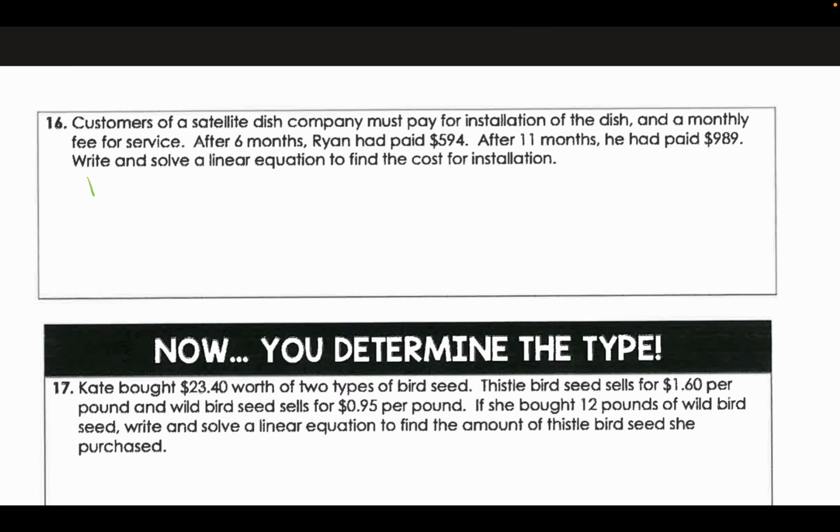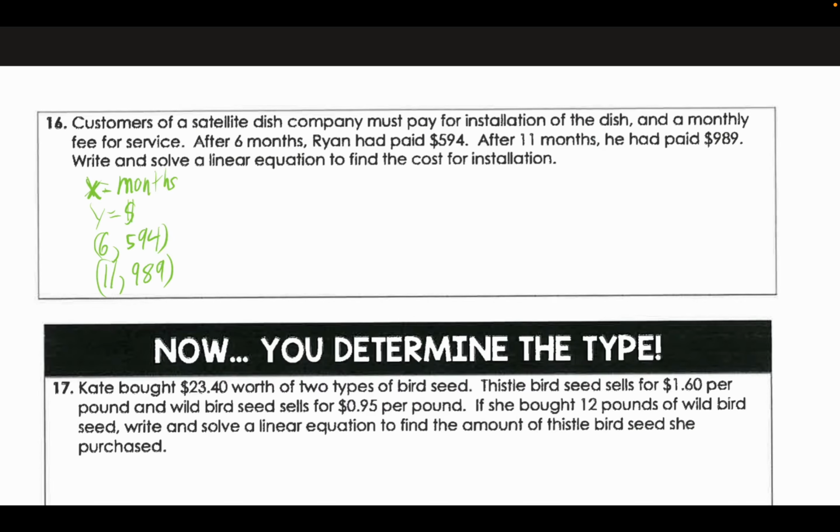So x is going to be the number of months having the service, and y is going to be the amount of money paid for the service. And big hints there are the labels on the ordered pairs here: 11 months, the money, 6 months, the $ sign on the number. So the labels on those numbers are big hints. One ordered pair, as I mentioned, is 6, 594, 6 months, $594. The other one's 11 months, so 11, $989.